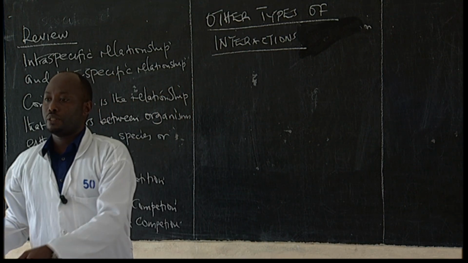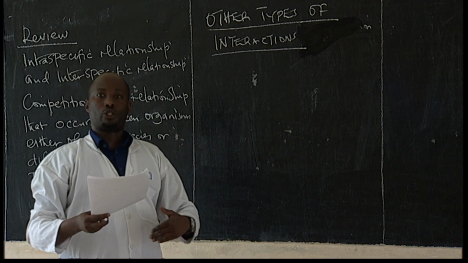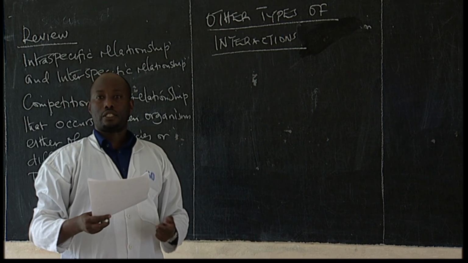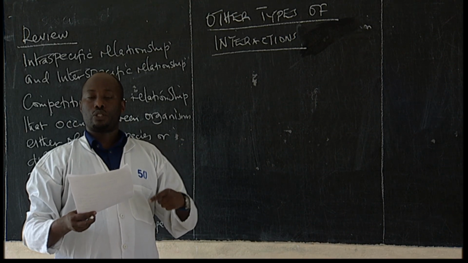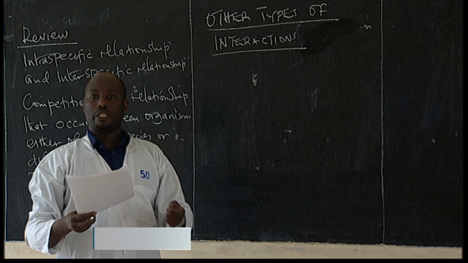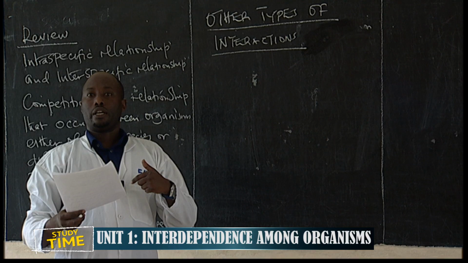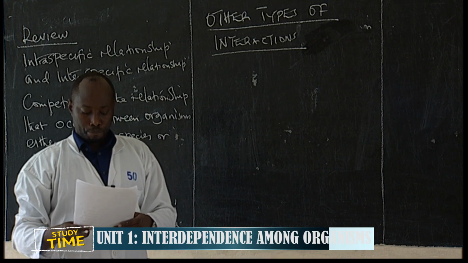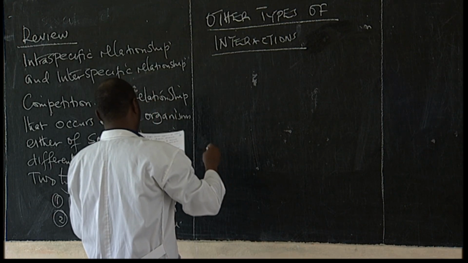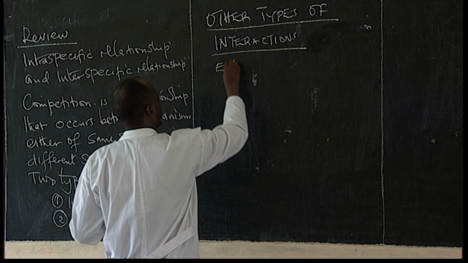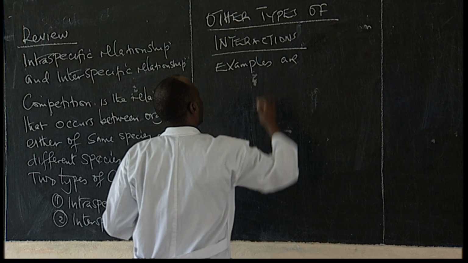We can say same organisms interacting in the same environment is called intra. Different organisms interacting in the same environment in order to survive is referred to as inter. Intra is same organism, inter is different organisms. There are a number of interactions between species. Examples of these, we are going to discuss today.